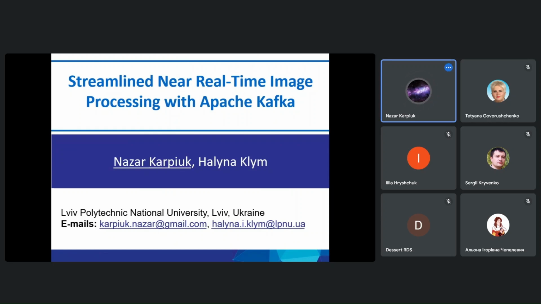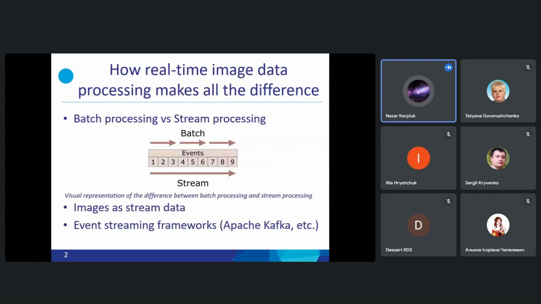I'm Nazar Karpyuk from Lviv Polytechnic National University, and the theme of my presentation is Streamlined Near Real-Time Image Processing with Apache Kafka. I will start with the obvious statement that in the era of big data, the ability to process a large amount of information in real time has become very crucial for applications dealing with high velocity data streams. For example, image processing, where the traditional batch approach that is mostly used right now simply falls short.